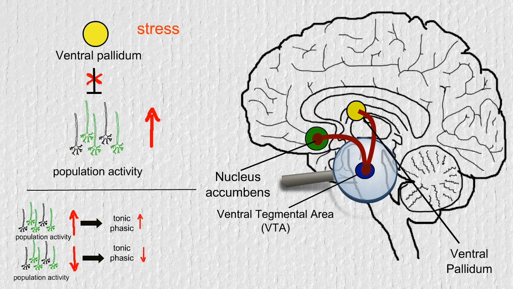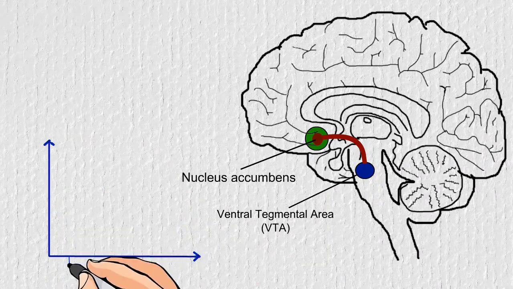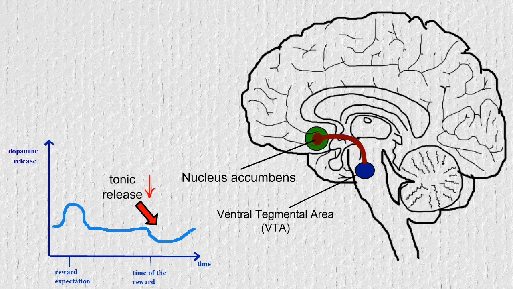However, there can be other reasons of changes in the tonic dopamine release. In my previous videos, I talked about reward prediction error, which means that the dopamine release rises if a reward is bigger than expected but falls when it is smaller than expected or not even there at all. And this decrease of dopamine after the omission of a reward is actually a decrease of the tonic release, resulting in a lower concentration of extracellular dopamine.